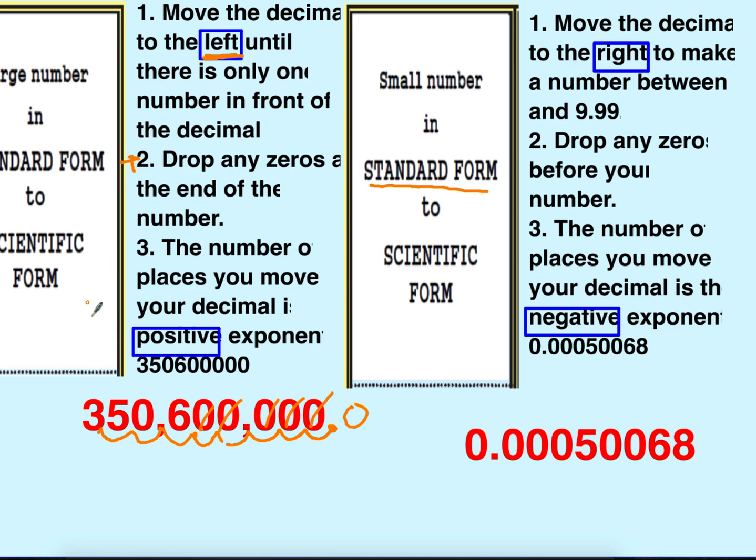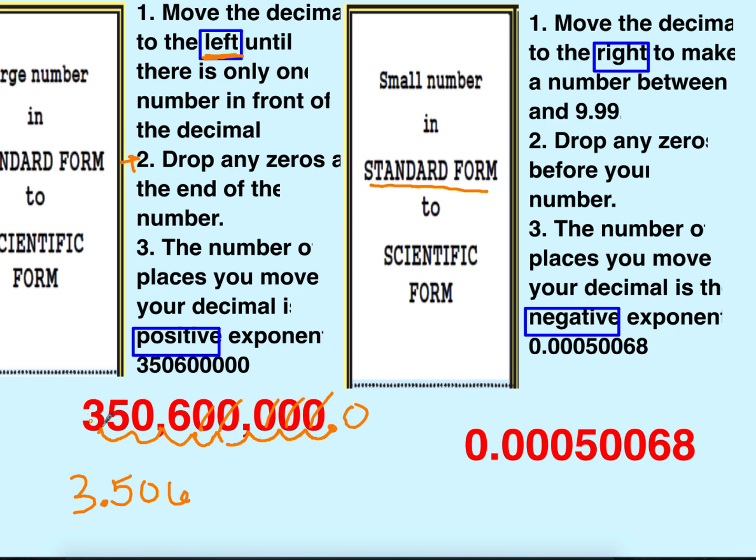That means I have 3.4506. It said to drop all these zeros at the end. I don't need to write those. That's the point of scientific notation. This is a shortcut to write this big number. I don't want to write all these zeros on the end.